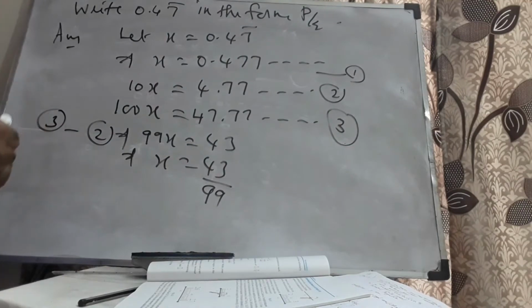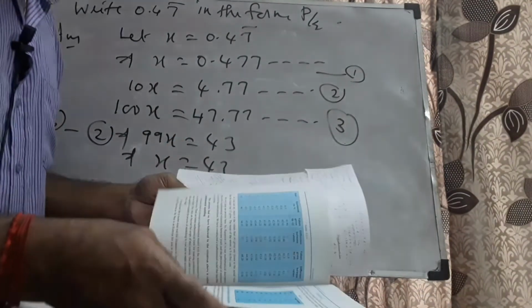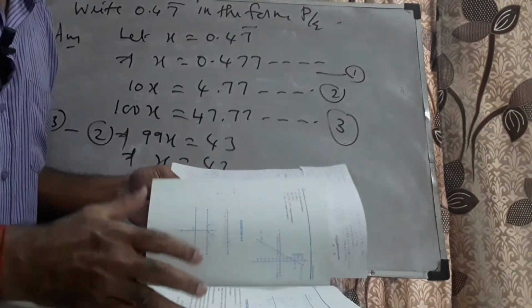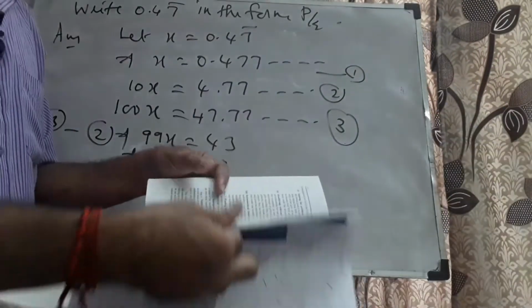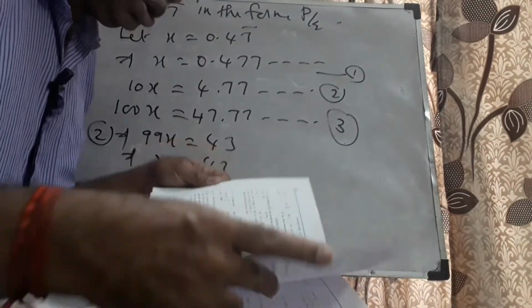Which implies x will become 43 by 99. Since it is taken from the textbook, let me check the book answer that is given. One second. I'll just check the answer. Two minutes. I'll come back to you. Okay.